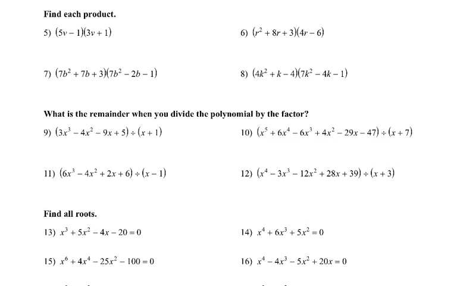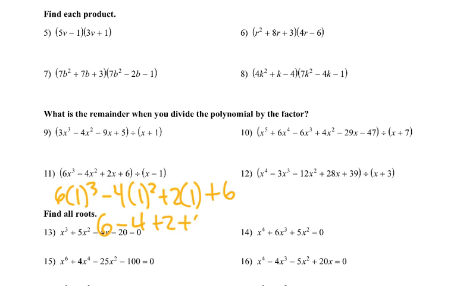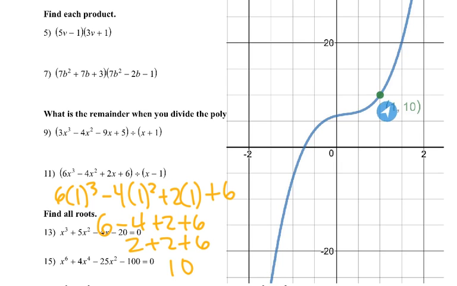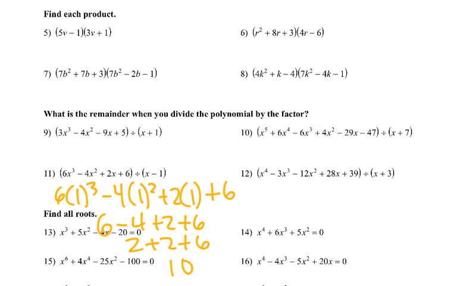Alright, so if we look at 11, positive 1. So 6 times 1 cubed minus 4 times 1 squared plus 2 times 1 plus 6 gives us 6 minus 4 plus 2 plus 6. So 2 plus 2 plus 6 gives us 10. We graph that, and we see x value of 1, y value of 10. Divide that 1 into here, that remainder is the y value. Okay, that remainder theorem tells us that.